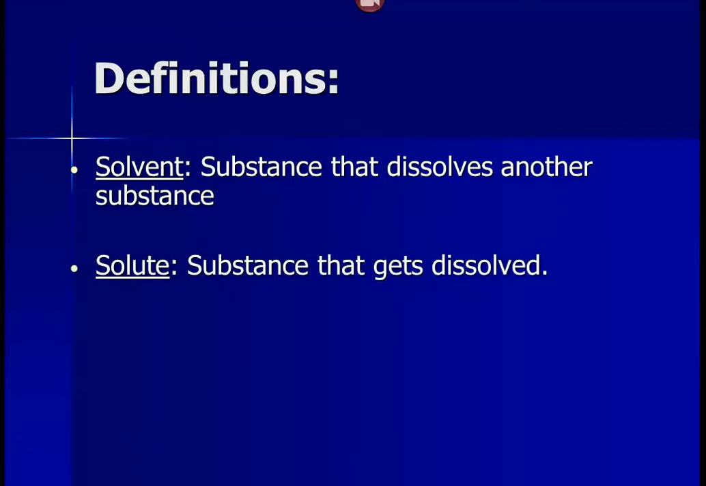The solute is the substance that gets dissolved. So in the case of Kool-Aid, the primary solute by far is sugar, sucrose. That's what gets dissolved, and there's a tiny bit of stuff to make it colorful and flavorful, artificial flavorings and so forth.